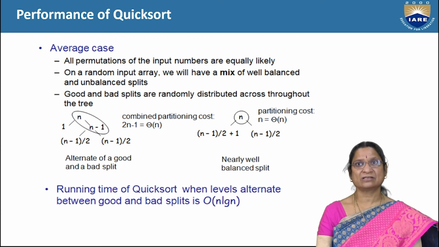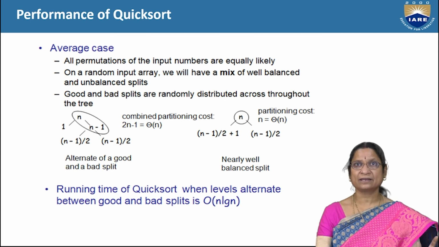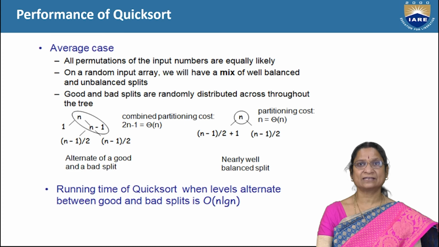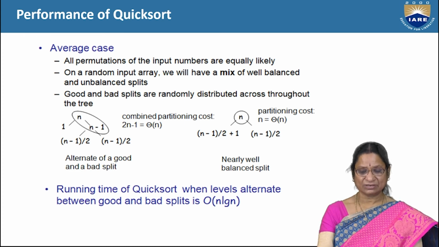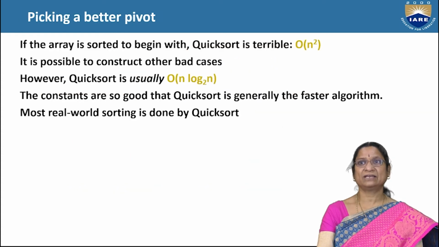Combine the partitioning cost, then it will result in n log n only. So the partitioning cost is n, and n minus 1 is divided further. Sometimes it may be nearly balanced, sometimes nearly unbalanced. Both combinations are there, so average case performance is possible. So when the levels alternate between good and bad splits, we will also get the complexity as order of n log n to the base 2.